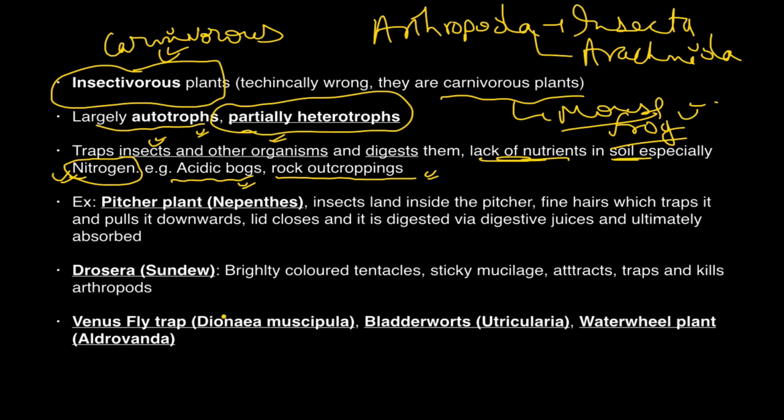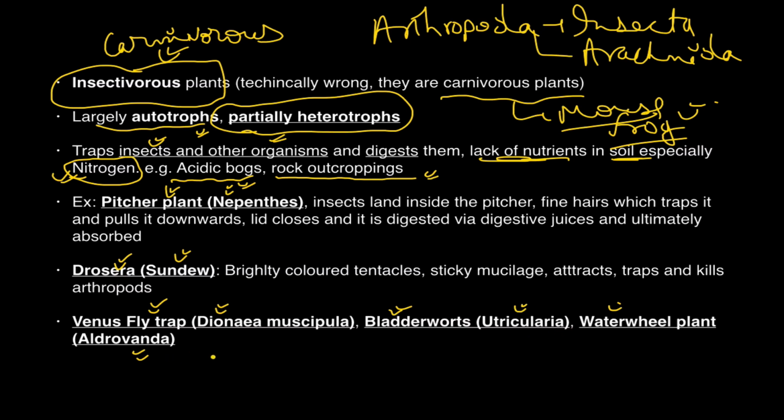These 5 examples you must remember. Pitcher plant, also called Nepenthes. Drosera, also called sundew. Venus flytrap, also called Dionaea muscipula. Bladderworts, also called Utricularia. And water wheel plant, also called Aldrovanda. Again I'll repeat: pitcher plant Nepenthes, Drosera sundew, Venus flytrap Dionaea, bladderworts Utricularia, and water wheel plant Aldrovanda.